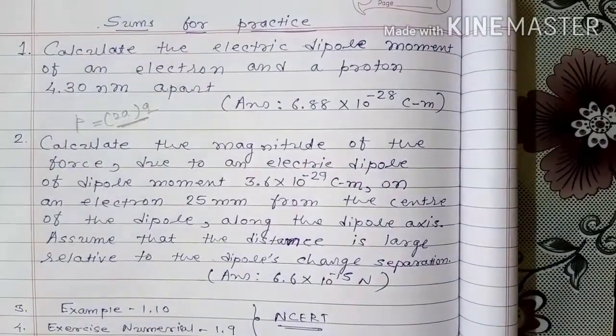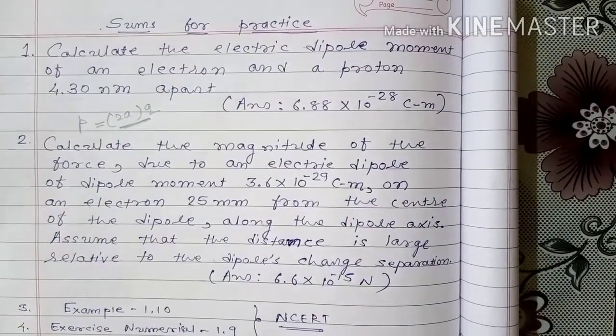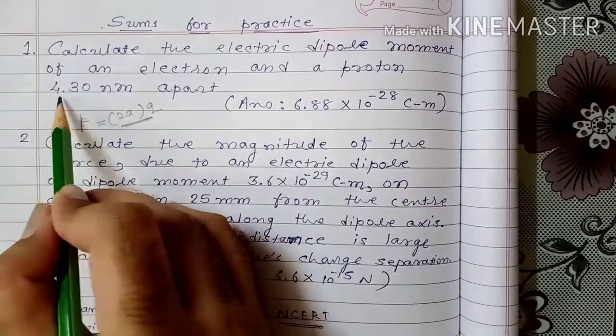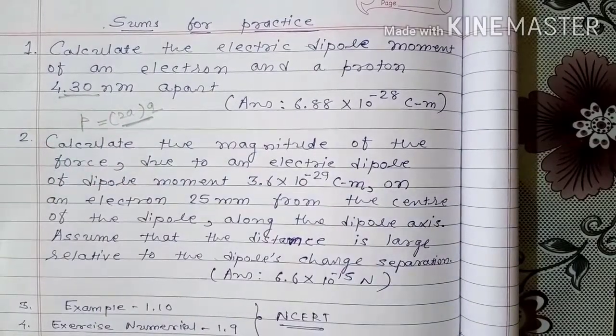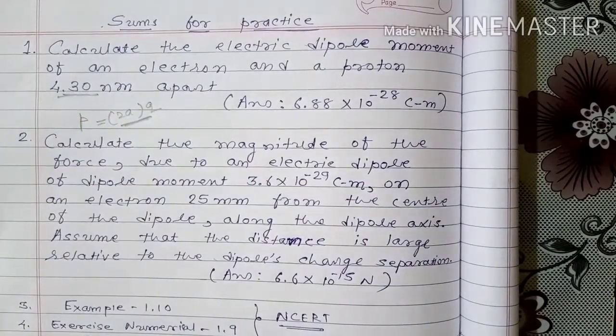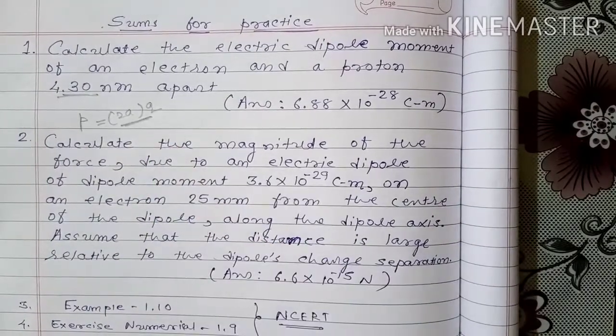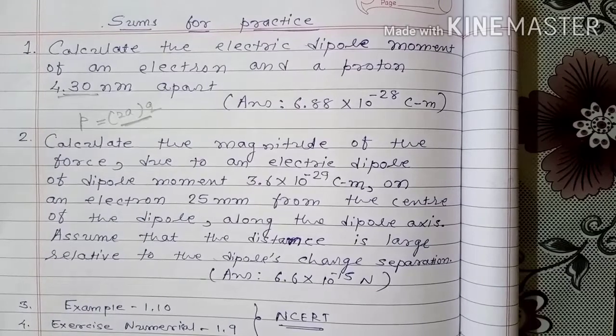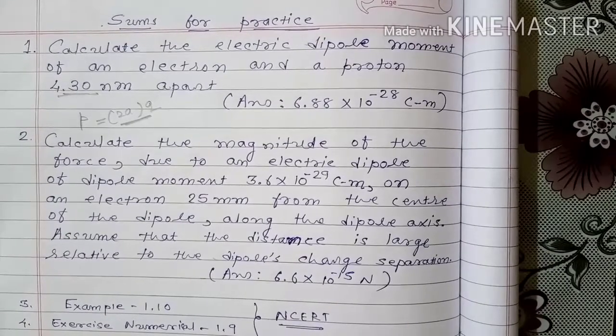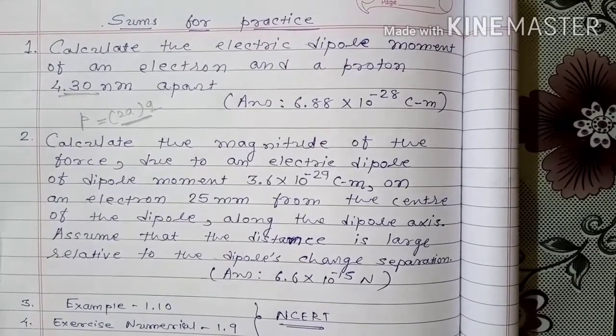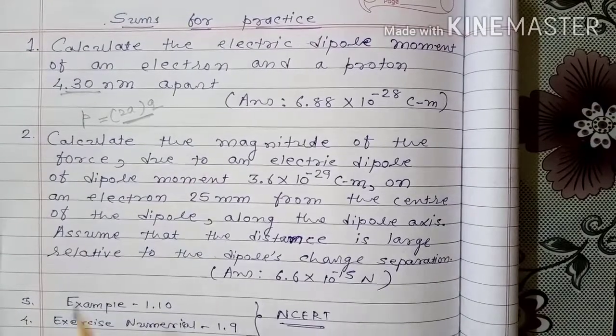What is 2a? That is the separation between the two charges. Separation between two charges is given to us as 4.30 nanometer. Nano means 10 raised to minus 9, so 4.30 into 10 raised to minus 9 meter. Q is the charge of electron or proton. We have to take the magnitude of charge, that is 1.6 into 10 raised to minus 19 for electron or proton.